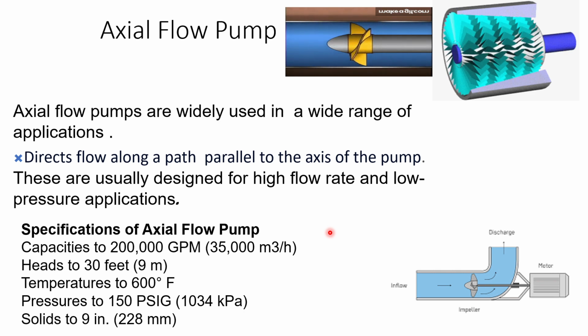If we see the capacities, these pumps are designed for a very high flow and very low pressure capacities. The pumps available today in the market are up to 35,000 cubic meters per hour, but the head is only 9 meters, and there are certain pump designs where soft solids up to 9 inches can pass through the pump.